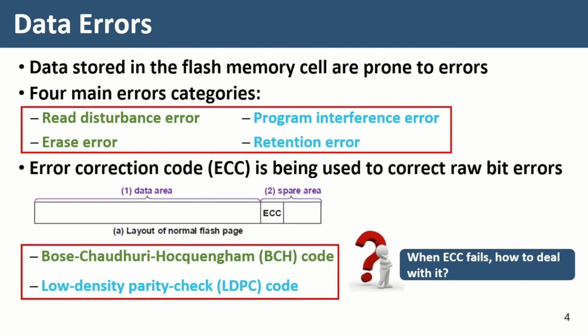So for correcting raw bit errors, error correction code ECC such as BCH code and LDPC code is being used in SSDs. But when the number of bit errors exceeds the error correction capability, ECC will fail to recover the original data. So how to deal with it?